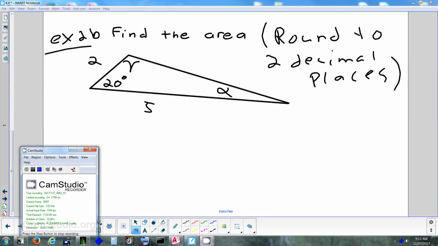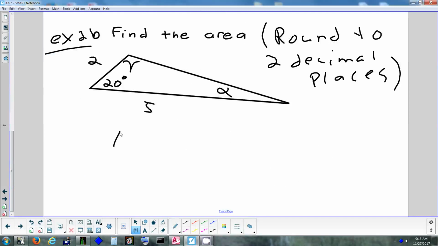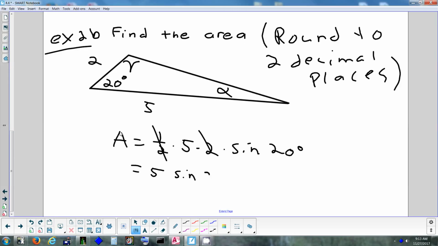All right, let's take a look at how to set this one up. Emily, you don't have to give me the answer, but can you just tell me what the formula would be to find the area? 1/2 times 5 times 2 times sine 20. Yep. And if we want, we can cancel that right away because half of 2 is 1. So now we just have 5 sine 20. Okay, and at this point, we're going to type it in and then round it off to 2 decimal places.